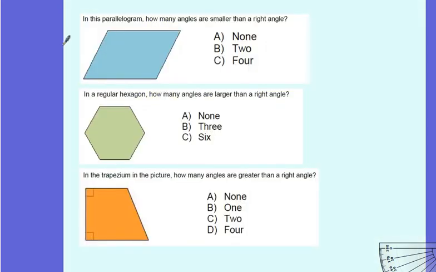Okay, Year 7, can you pause the video and have a go at these questions for me in your light blue books? It's talking about the angles within the shape for each question. Pause the video for 5 minutes and have a go at these, please. And these are the answers. Please check how you did.